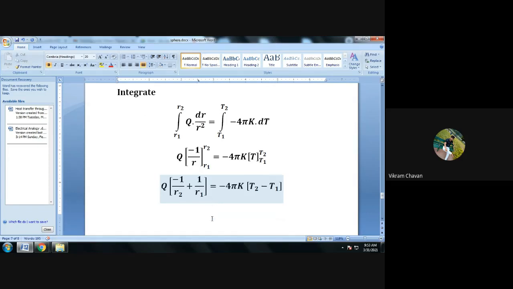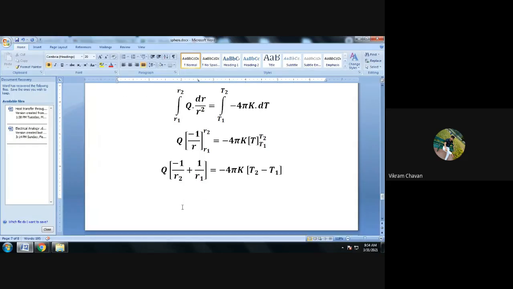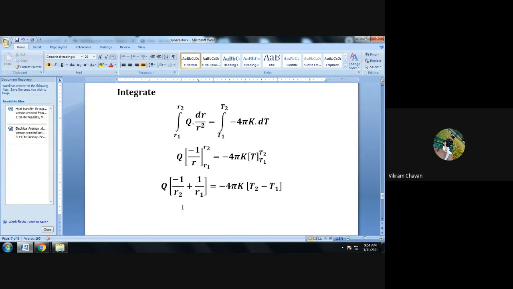So we'll get the equation as q inside the bracket minus 1 upon r2 plus 1 upon r1, bracket complete, equal to minus 4 pi k inside the bracket t2 minus t1. Is everyone getting how we are taking the integration with the limits? Is there any doubt, any question? So write down this equation after integration.